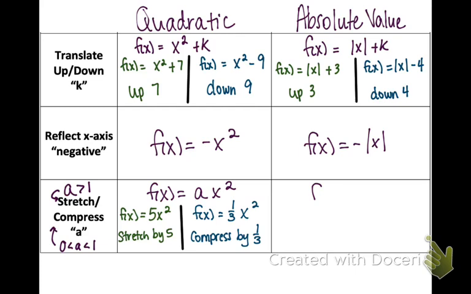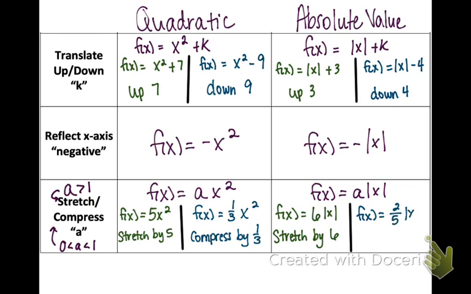For absolute values, exact same idea. We have an a out in front of our function. Again, if it's, say, a 6, then it would be a stretch. Or a 2/5, that would be a compression.